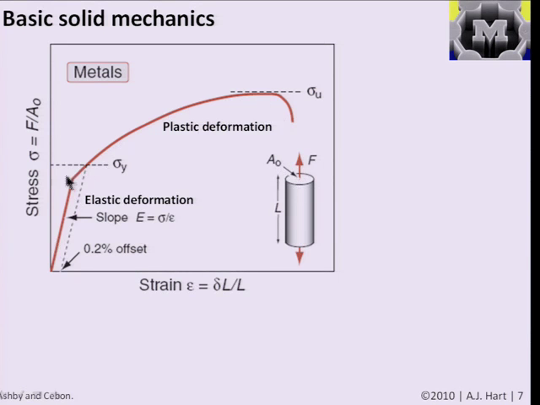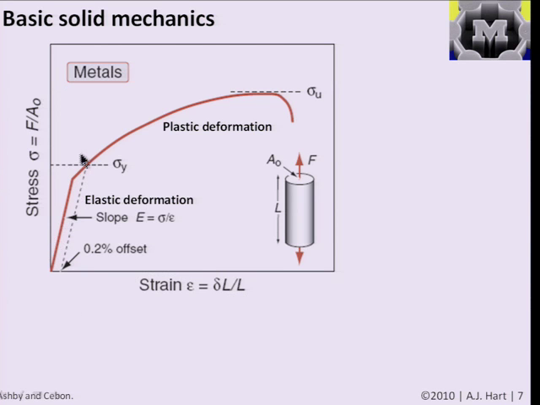First there's what we call an elastic regime, where the stress and strain are linear. Stress is defined as the force divided by the initial area, and strain as the change in length, delta L, divided by the initial length. We take the slope of this line and give it the symbol capital E, and we call this the Young's modulus, or the elastic modulus. It's related to the stiffness of the material by the geometry, if we consider this to be like a spring.